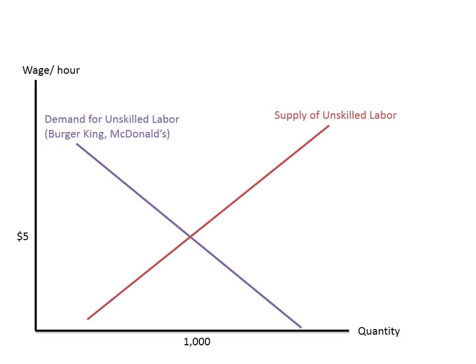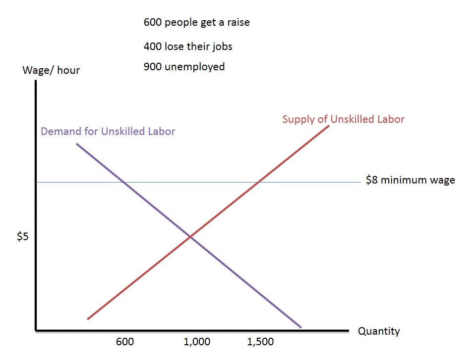But then politicians decide, no, this is unfair. $5 an hour, that's just too low. So we're going to impose a minimum wage. So in this market, they impose a minimum wage of $8, and they say you are not legally allowed to hire anyone and pay them less than $8 an hour.